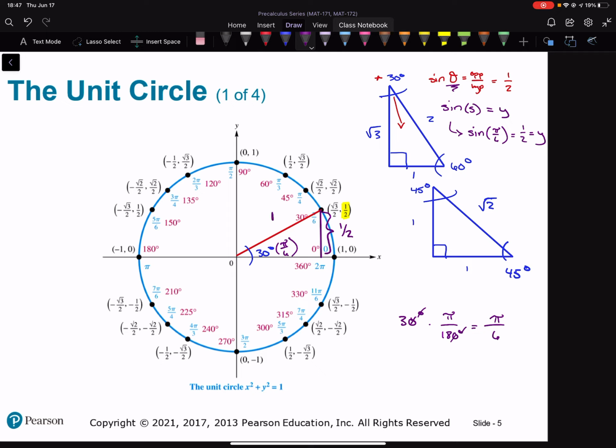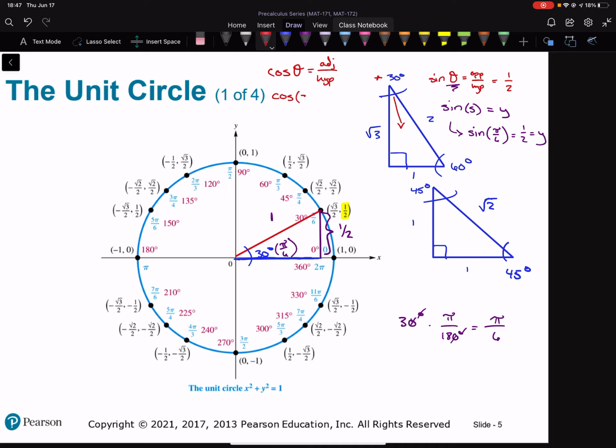We could totally find this length down here, which is adjacent to the 30, using the Pythagorean theorem. But we can also find that length using cosine theta, as cosine theta is equal to adjacent over the hypotenuse. All right, so we can still use our 30, 60, 90 triangle to do this, or technically we could totally use the Pythagorean theorem right here within the unit circle. So we'll go ahead and use the 30, 60, 90 triangle.